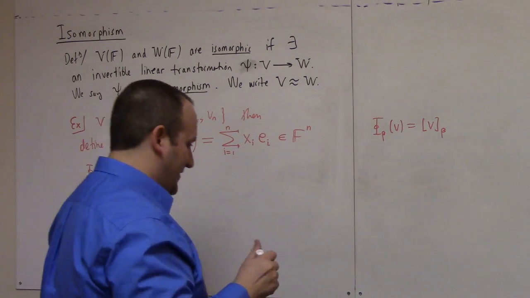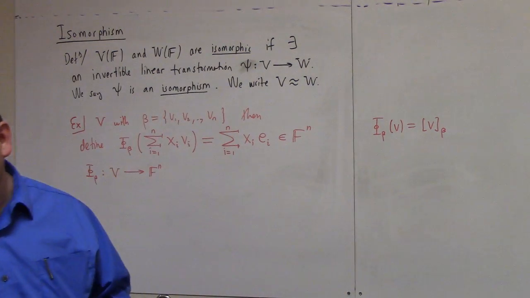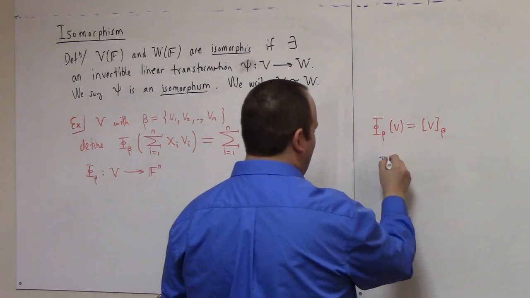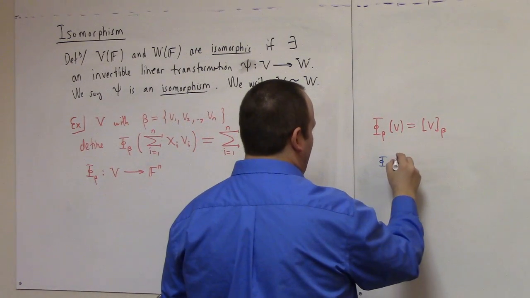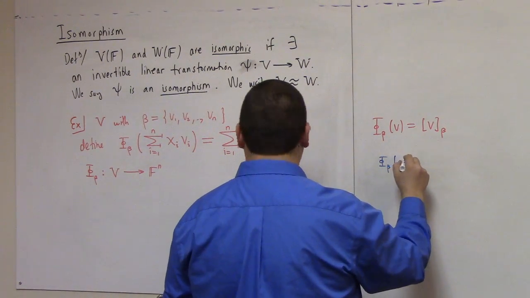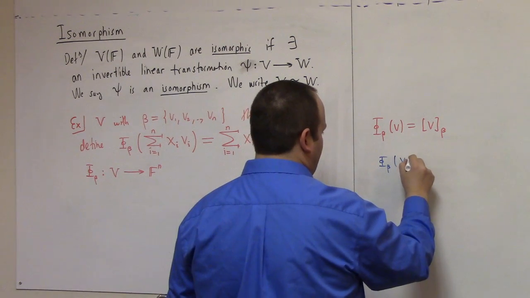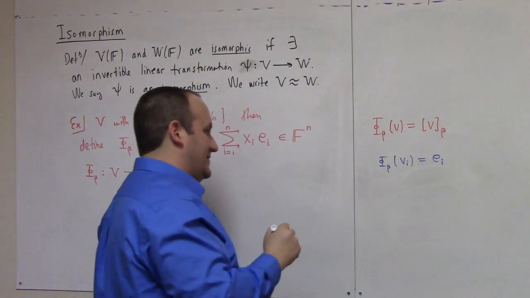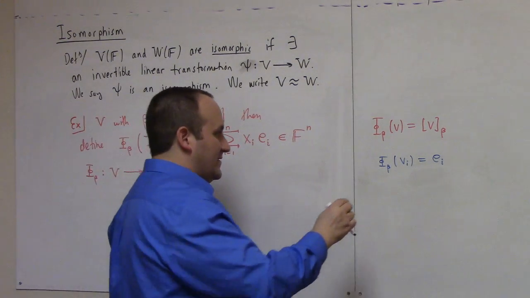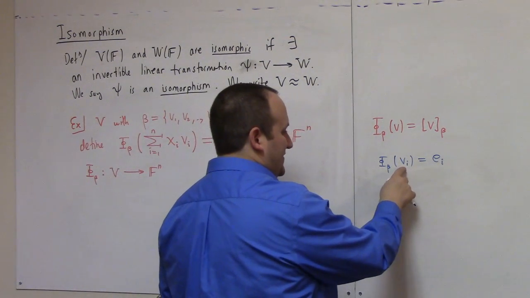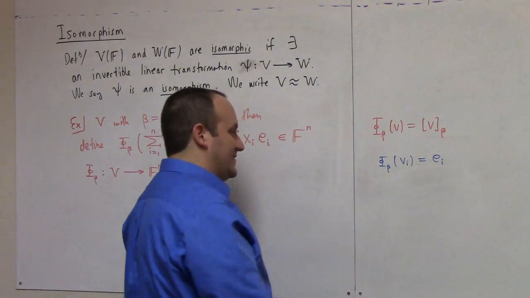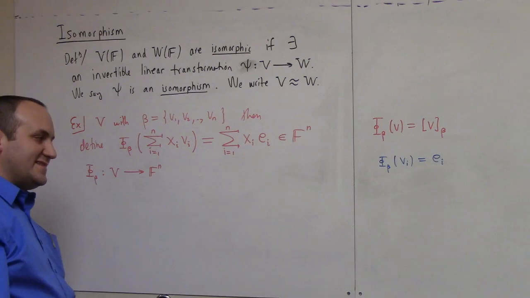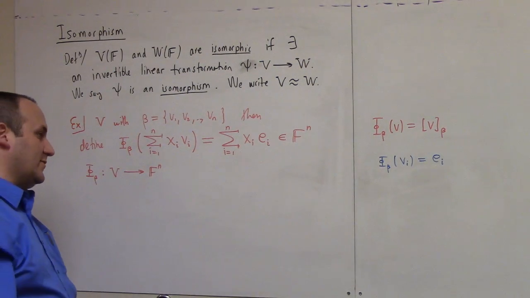For shame, I missed my chance. I just proved this extension theorem and I failed to use it. We could define phi beta like this: phi beta of v i is equal to e i. The coordinate map is a machine to convert the basis for the vector space to the standard basis. That defines the values of the function on the basis, and then you extend linearly. That's the coordinate map.